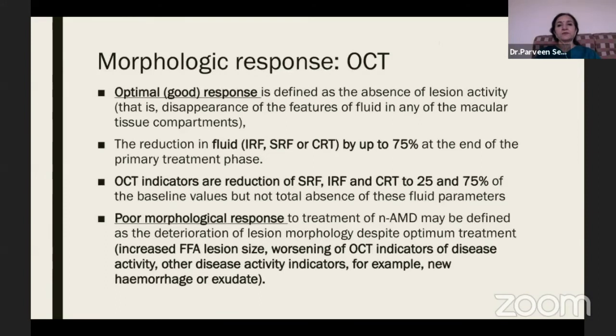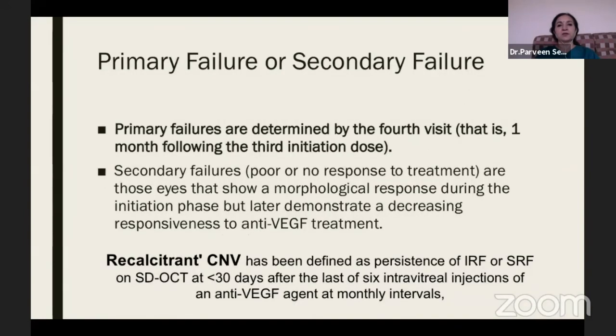So morphological response is seen on OCT. Good response is reduction in fluid by up to 75%. And if you see that there is a less than 75% response, then it may not be a very good response. And if there is worsening, then we call it a non-responder. So primary failure is judged usually at 1 month after the 3rd injection, and secondary failure is anytime after 6 injections. And recalcitrant CNV is something where after 6 intravitreal injections also, the patient does not respond.